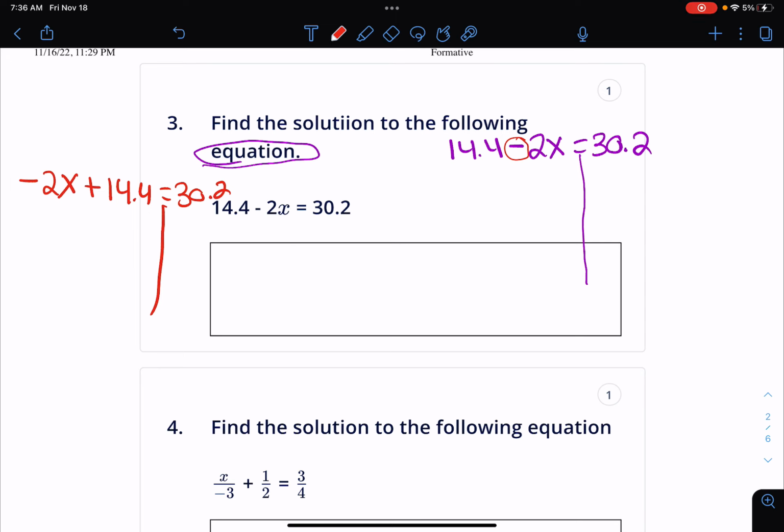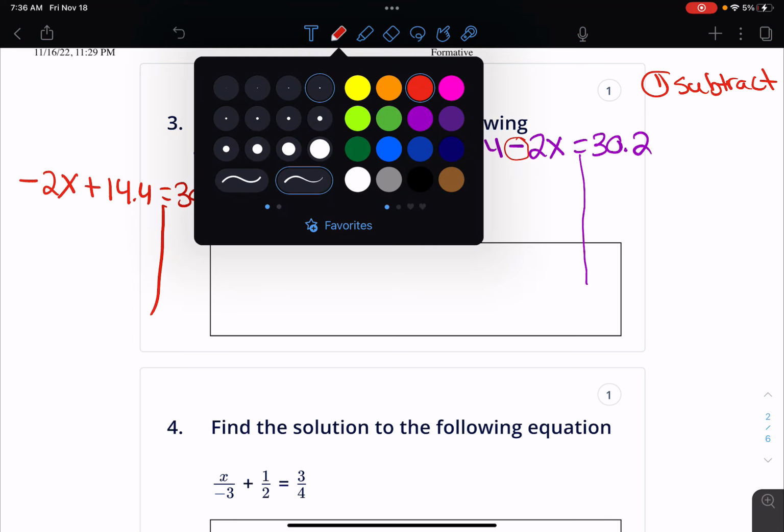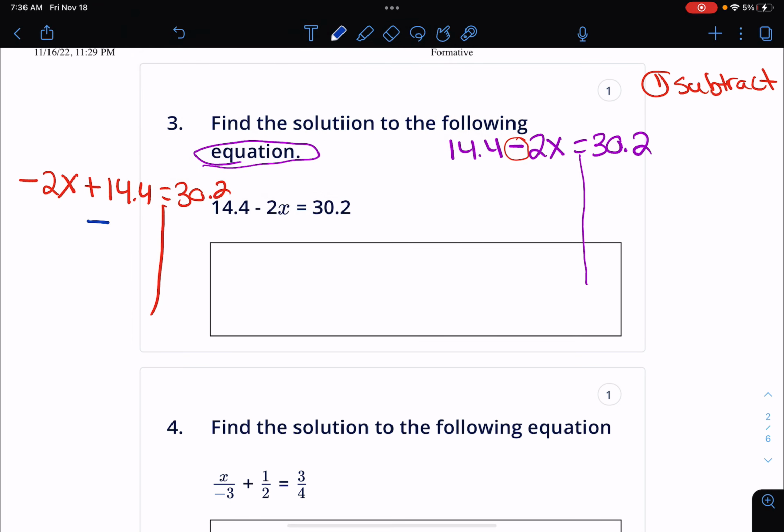The first step was going to be to subtract. Because remember, you have to do the opposite of what's being done here. The opposite of adding would be to subtract. So it would have been subtract, and you would be subtracting the number you're adding.